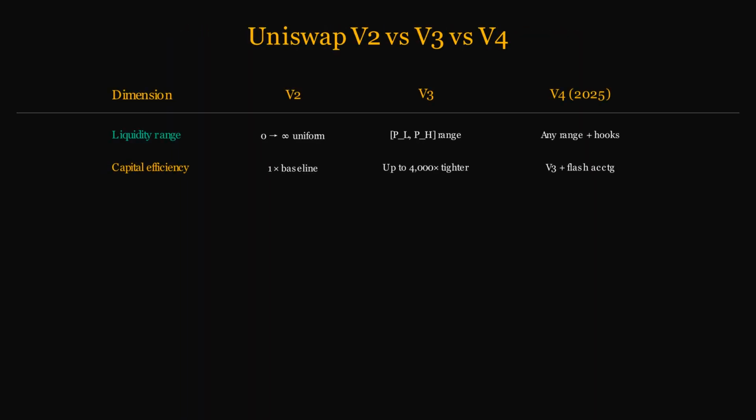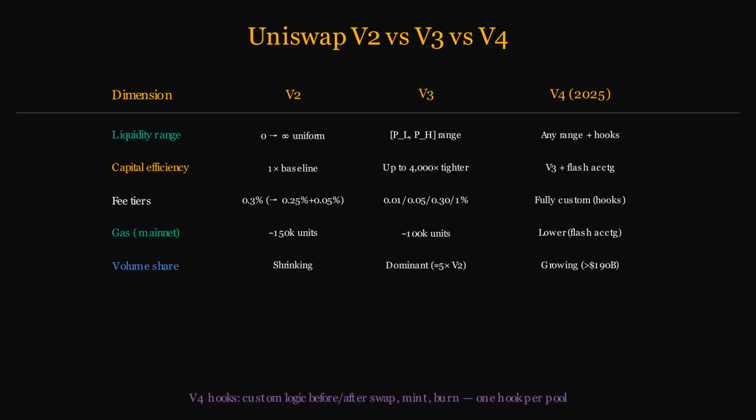V2 spreads liquidity uniformly from price 0 to infinity. Most of the capital sits at extreme prices that are rarely traded. V3 LPs choose a price range. Concentrated liquidity achieves up to 4,000 times the capital efficiency of V2 for a tight range around the current price. V3 now handles roughly 5 times V2 volume. V4, launched January 2025, adds hooks, modular contracts that attach custom logic to pools before and after swaps. Flash accounting nets all intermediate transfers, cutting gas further. V4 already crossed 190 billion in cumulative volume by September 2025.